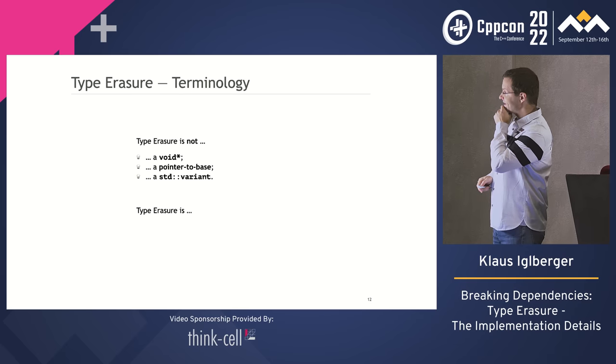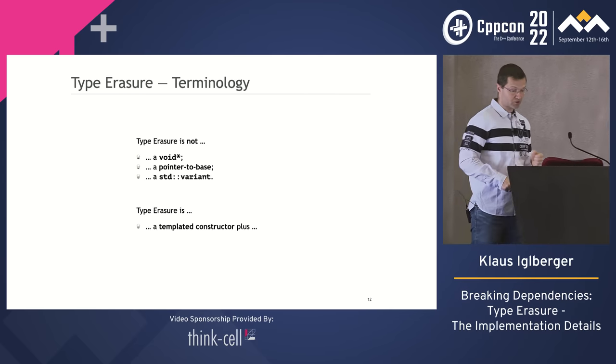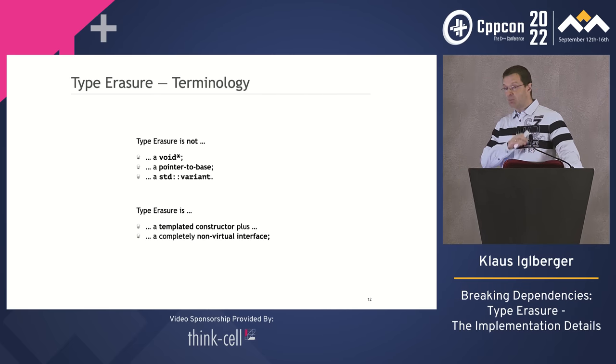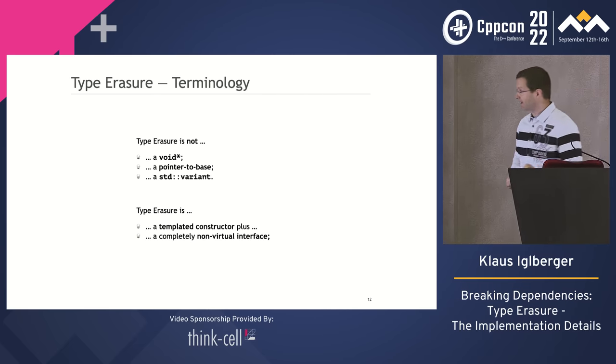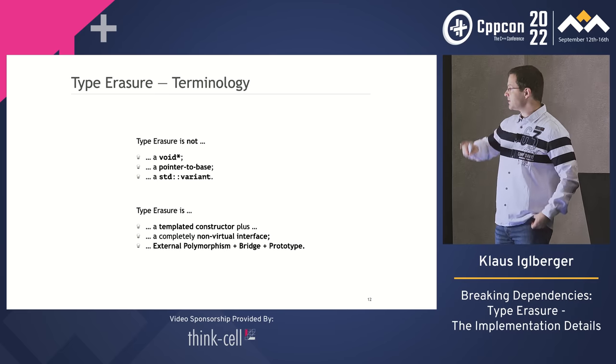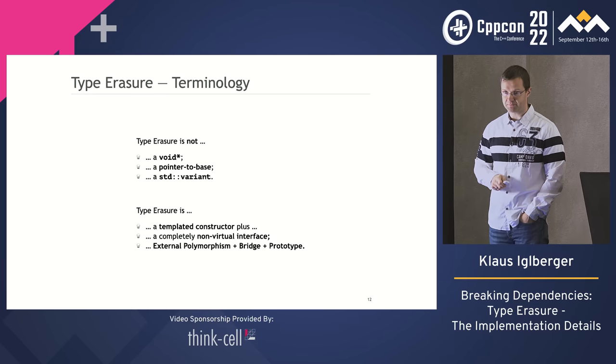But type erasure is, and this is what I want to show you, definitely a templated constructor. You will definitely see a templated constructor. This is one of the primary ingredients. It has a completely non-virtual interface, and it is a mixture of a couple of design patterns. In particular, external polymorphism, the bridge, and the prototype design pattern.